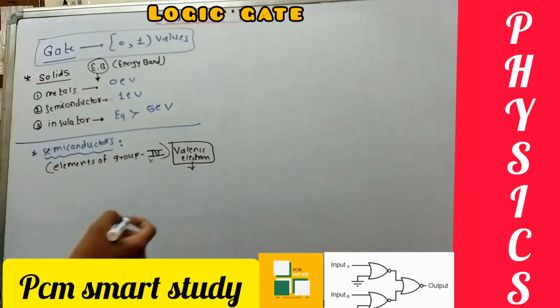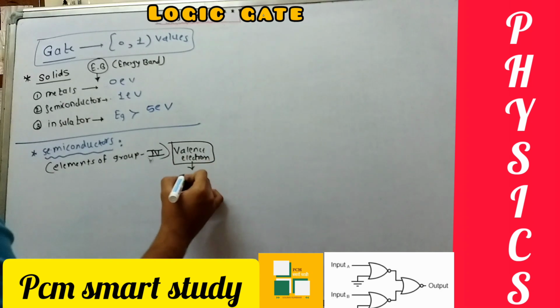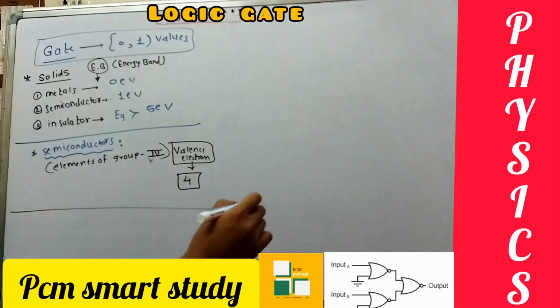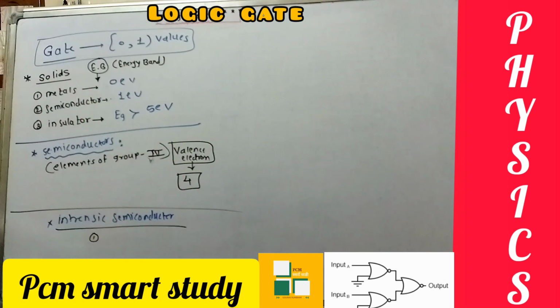Intrinsic semiconductors are pure semiconductors. They conduct through electrons and holes, and the formula is ni equals number of electrons equals number of holes.